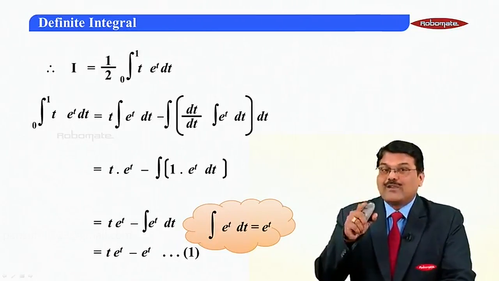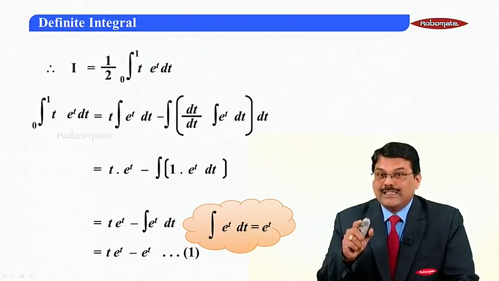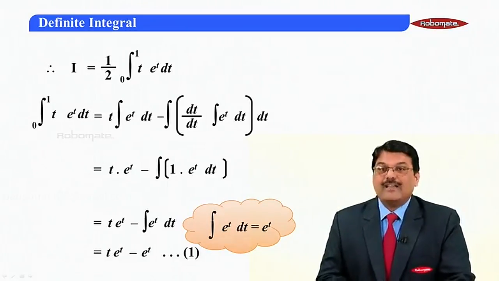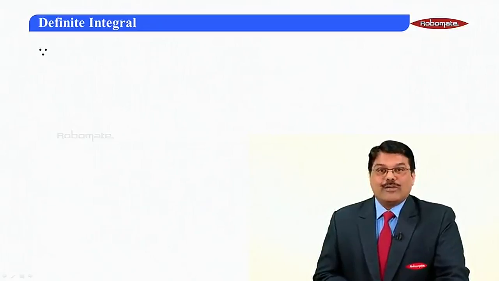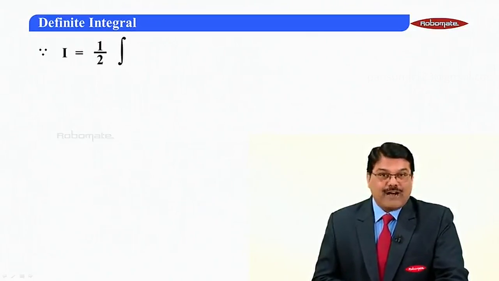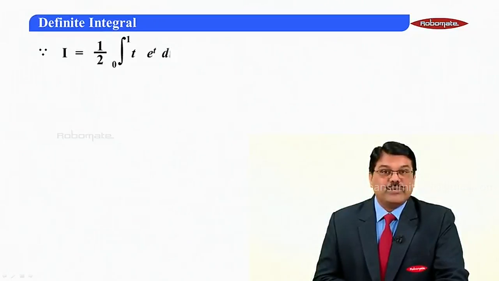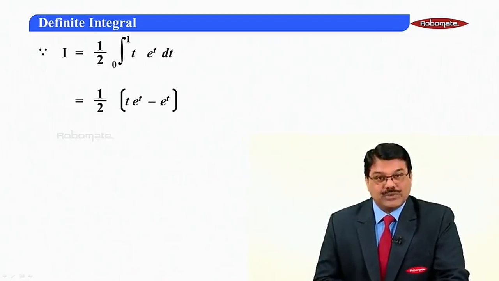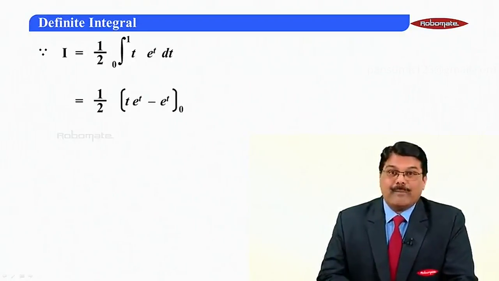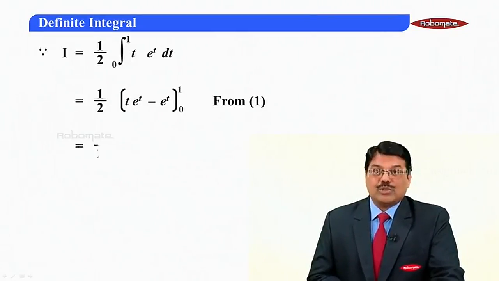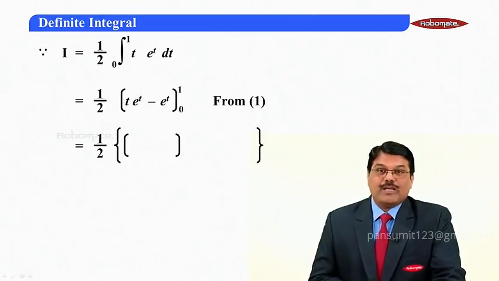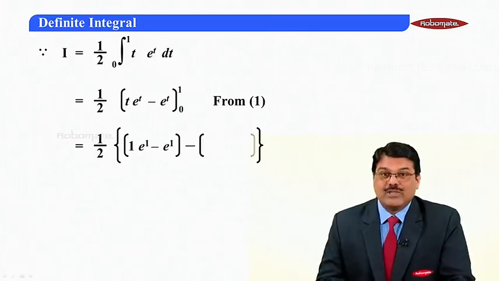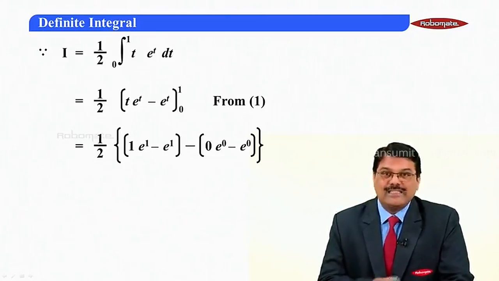Now let us solve it further. Since we have got the answer for the indefinite integral, that is e raised to t into t with respect to dt becomes t e raised to t minus e raised to t, correct? Now let us substitute the lower limit and upper limit. So your integral, that is half outside, integration goes from 0 to 1 t into e raised to t dt, and we got the answer, that is t e raised to t minus e raised to t. Now let us substitute the lower limit and upper limit, that is 0 to 1. So if I substitute the upper limit, that is 1, it will become 1 into e raised to 1 minus e raised to 1, minus, I am substituting the lower limit, that is 0, so 0 into e raised to 0 minus e raised to 0.